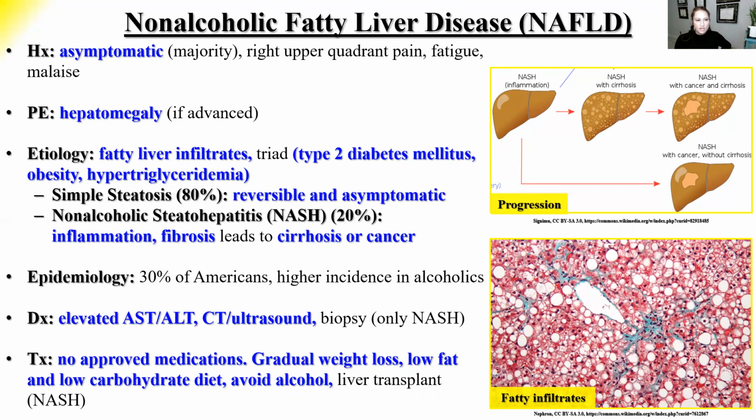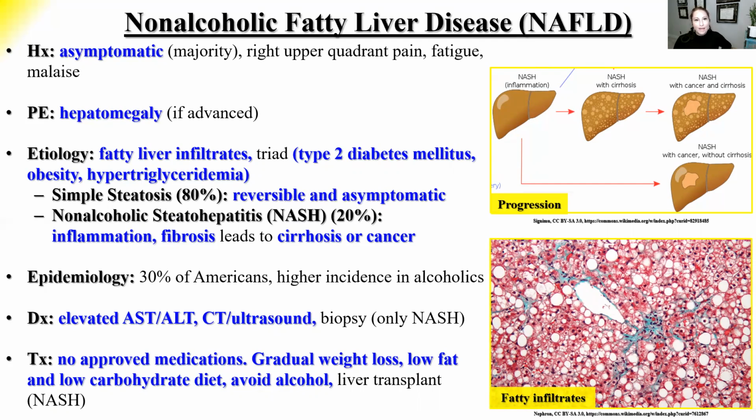There are 2 types of this. Simple steatosis, which is going to be 80%, which is good. It's reversible and it's asymptomatic. It just happens to be there. You found it incidentally. Non-alcoholic steatohepatitis is NASH, N-A-S-H. That's 20% of your non-alcoholic fatty liver disease, but that one can get you into trouble. That one causes inflammation and it causes fibrosis and leads to cirrhosis and cancer. So the good news is just the simple one is the majority and it's reversible. The bad one, the 20%, is the one you really want to watch out for.